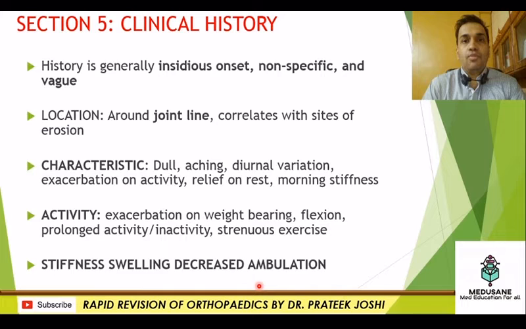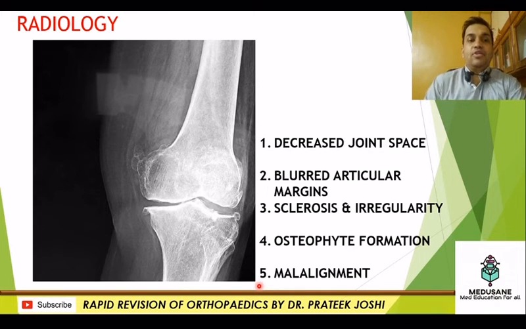And therefore, when we talk about the disability caused by a certain problem to the patient, we must talk about inability to do one of these five. So in case of stiffness and swelling and decreased movement, the patient will have a problem with ambulation, toileting, and personal hygiene. Moving on, in case of radiology, now again, osteoarthritis knee is one of the most common x-rays asked in undergraduate examination.